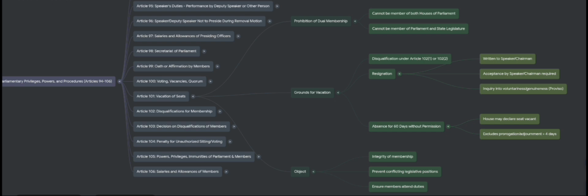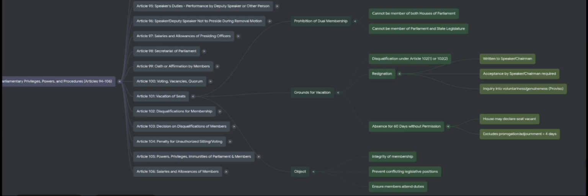Yes, Clause 4 deals with this. If a member is absent from all meetings of the House for a continuous period of 60 days without the permission of the House, the House may declare their seat vacant. Note the word may. It's discretionary for the House, not automatic. The House has to pass a motion to this effect.